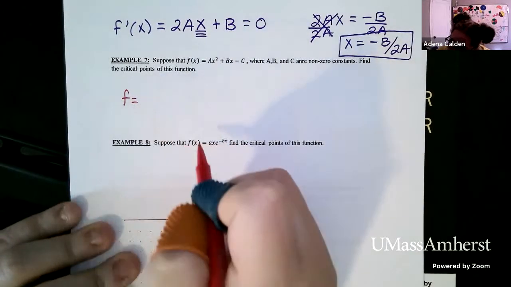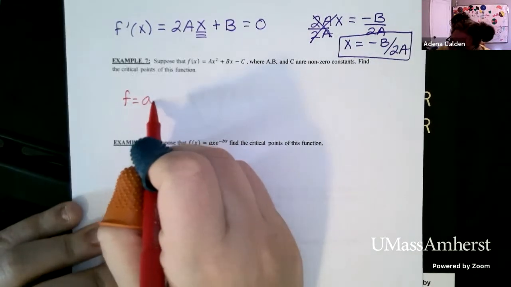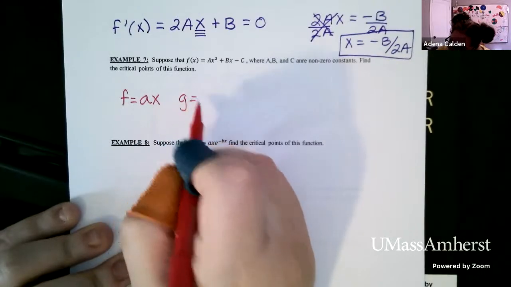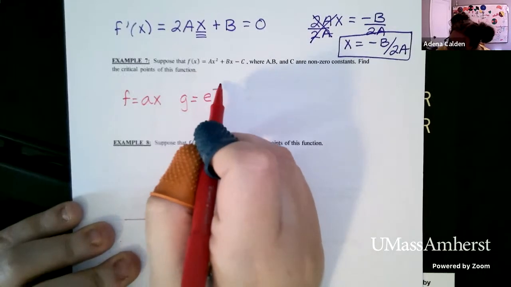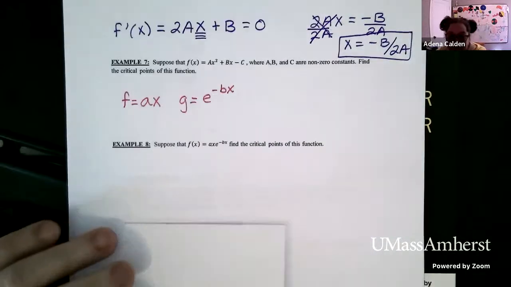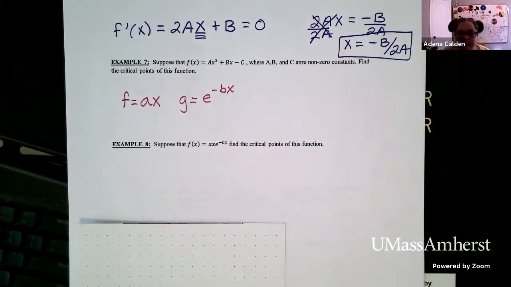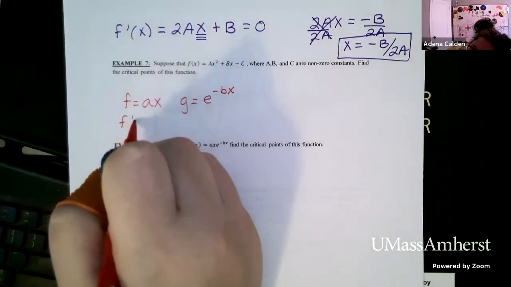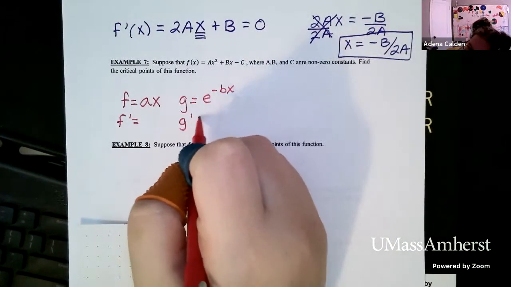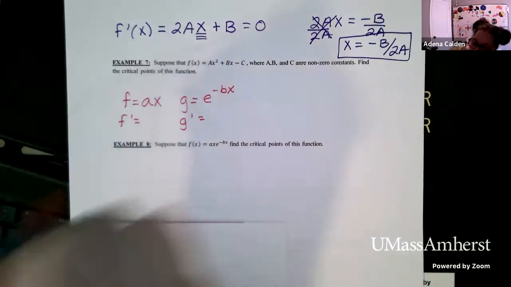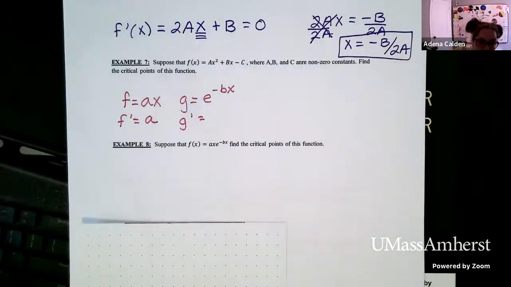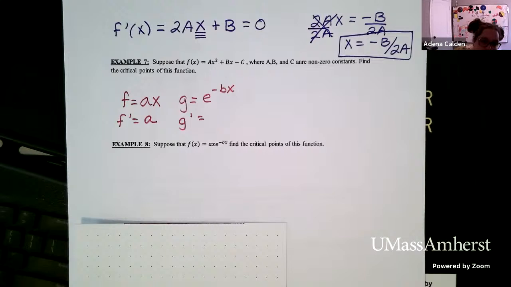So when we set up our product rule, f is going to be the first function, g is going to be the second function. So we would separate it like this, ax and e to the negative bx. Then we need to find each of their respective derivatives. The derivative of ax is just a, right? So if we had 5x, the derivative would be 5. If we had 10x, the derivative would be 10. If we have ax, the derivative is just a.